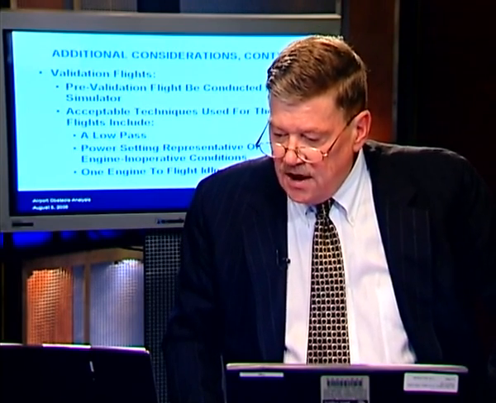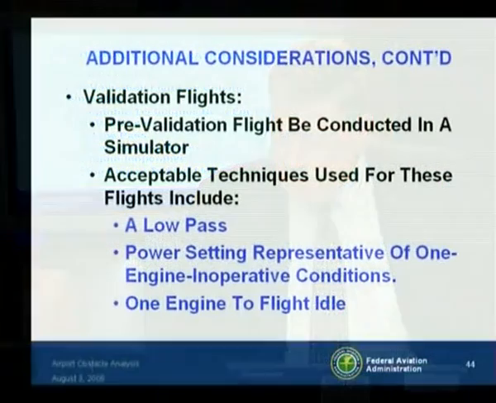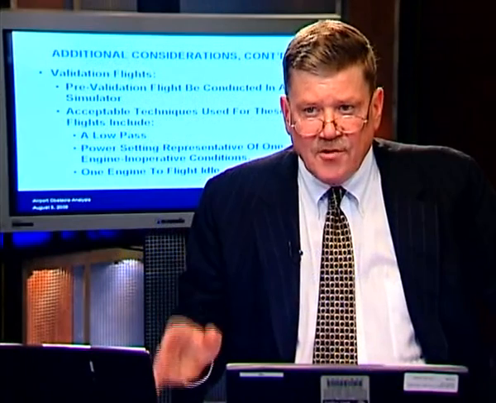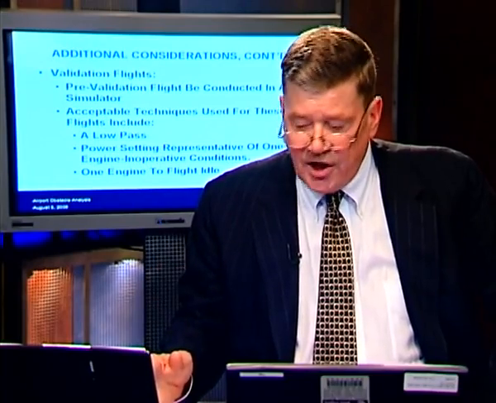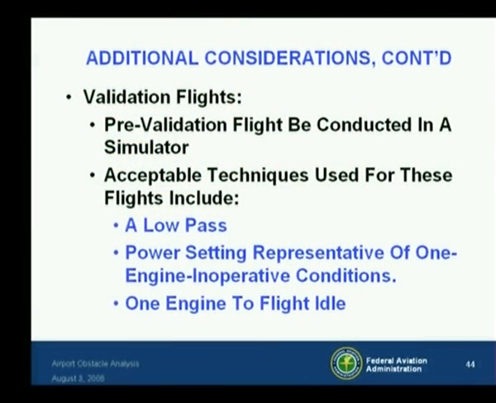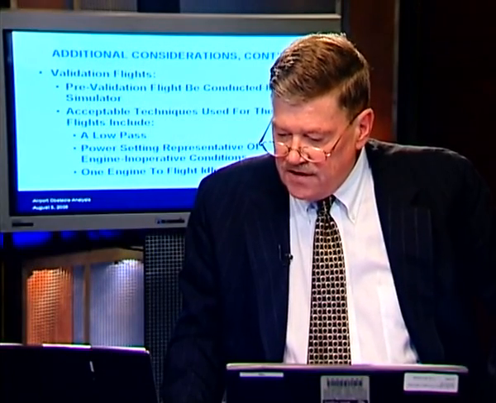Acceptable techniques used for these validation flights would be, number one, initiating the procedure from a low pass, for example, over the runway at configuration speeds and altitudes that represent takeoff conditions. What we're getting at here is we don't want to see someone do a V1 cut and try to see if they can clear the hills. These are alternative methodologies. Number two, using a power setting on all engines calculated to give a thrust-weight ratio representative of one engine inoperative conditions. This way you have all the engines spooled in case you really do need them. Or number three, setting one engine to flight idle to give a thrust-weight ratio representative of one engine inoperative conditions.